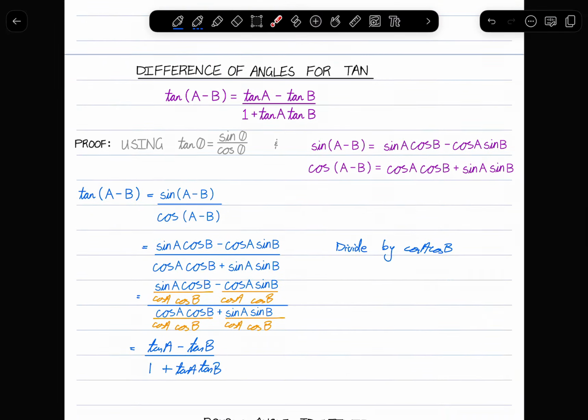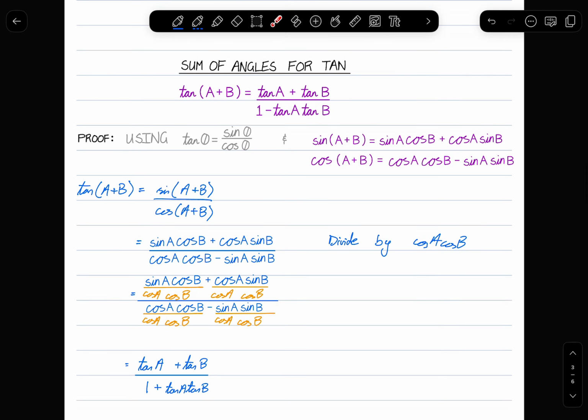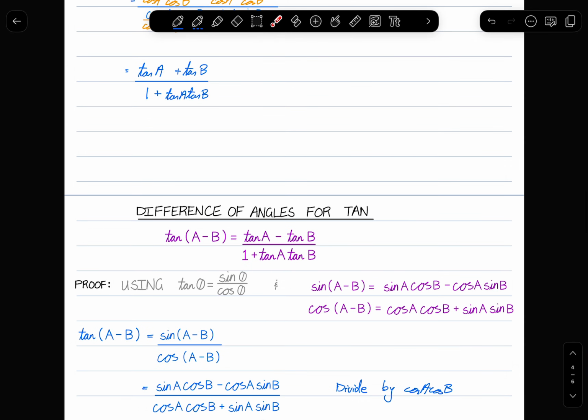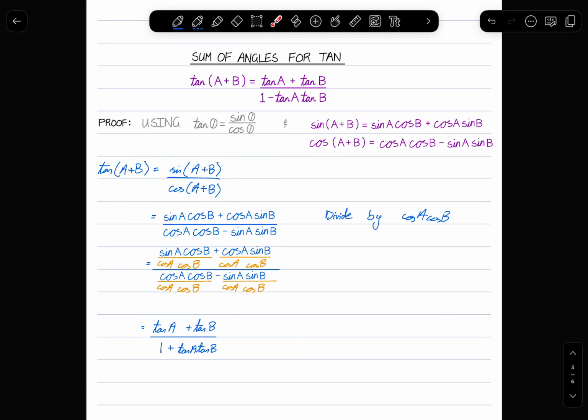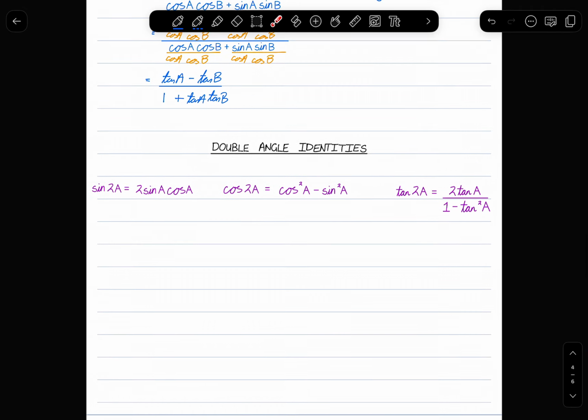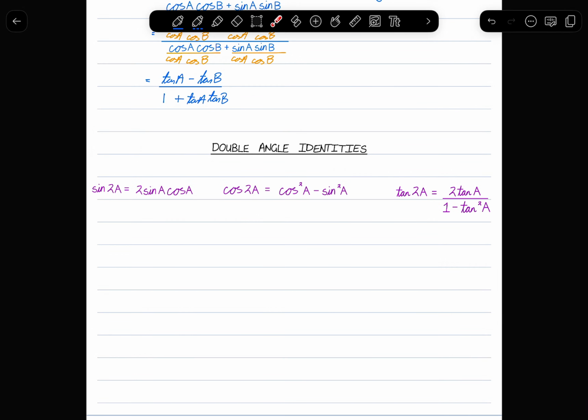So I hope that's giving you an insight into the proofs of these identities for the sum and difference of angles for tan. Hope to see you in the next video where we look to establish the proofs for the double angles, so sine, cos, and tan of 2A.